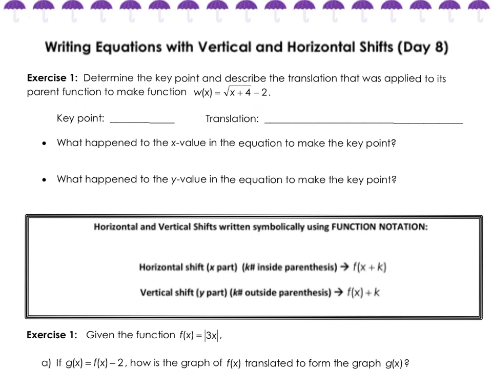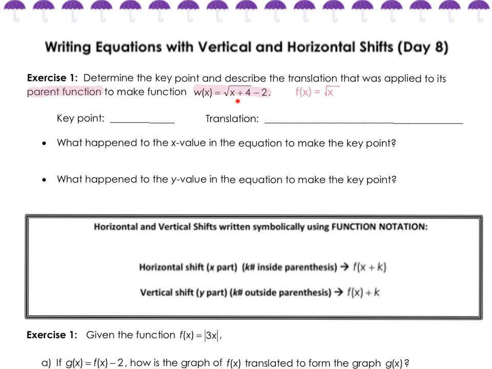Well, the first question is, it talks about a parent function. What does a parent function mean? Well, that means that it's the most basic form. So what is the parent function of this if we're looking at the square root of x plus 4, then minus 2? That means the parent function is just plain old square root of x. So the question is, what's the key point here?